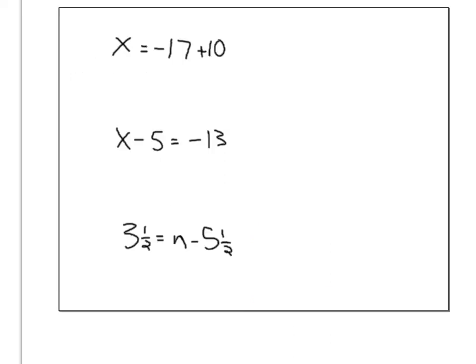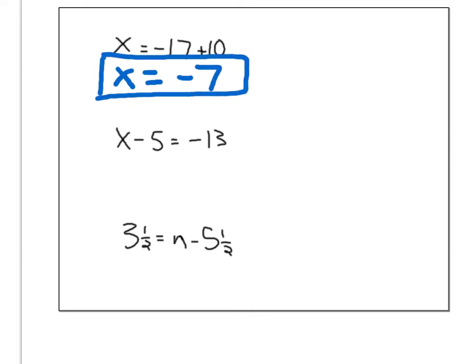Okay, so here we've got three different equations. The first one, x equals negative 17 plus 10. Now remember, back when we talked about inverse operations, the definition said they're operations that help you isolate the variable. So our goal is to get our variable on a side by itself. Well, if you look here, x is already alone. So all we have to do is simplify this side. So x equals, and negative 17 plus 10 is negative 7. Okay, so that was pretty easy because x is already by itself.